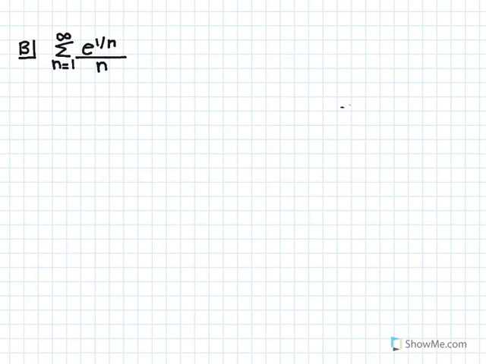All right, let's look at question B. Here we have summation n equals 1 to infinity, e to the power of 1 over n divided by n. Let's consider the function f of x equals e to the 1 over x. Now, let's take the derivative. F prime of x is equal to the derivative of an exponential function, which is itself, e to the 1 over x. Apply the chain rule to the exponent: the derivative of 1 over x is negative 1 over x squared.